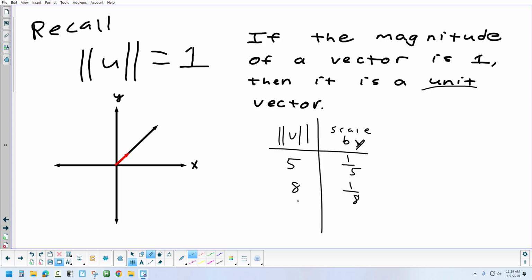What if you had a vector that was 1/3 of a unit? What would you have to scale that by to make it 1 unit? Yep, 3. So in that case, the vector was too short. We had to make it 3 times longer. And then it turned it into a vector that had a length of 1.